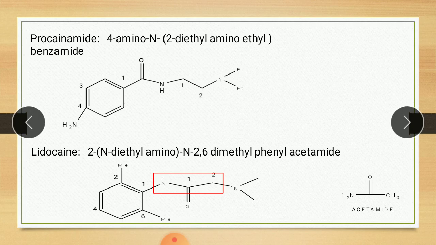The next drug is lidocaine. So this is the structure of lidocaine. If we see the IUPAC name, the basic structure here is acetamide. So this is the structure of acetamide.